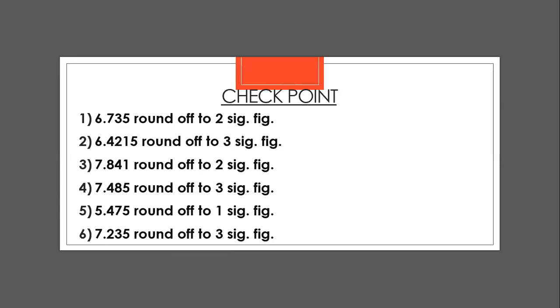Since the dropping digit is 5, and the rule, you know, if the dropping digit is 5, then we have to look at the previous number. Is it odd or even? Since the previous number is even, 8 is an even number, it remains unchanged. So my final answer is going to be 7.48.